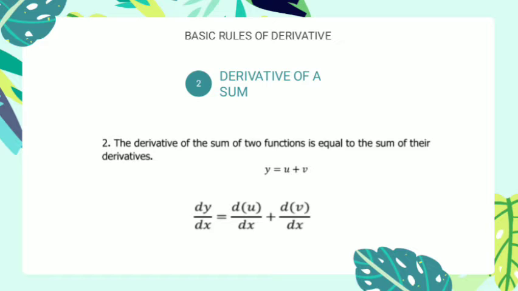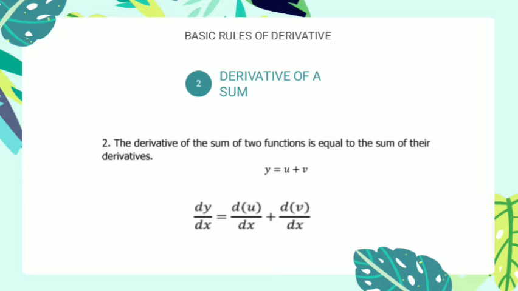The second rule of derivative is the derivative of a sum. The derivative of a sum of two functions is equal to the sum of their derivatives. So let us assume that u and v are functions. y is equal to u plus v, and dy over dx is equal to du over dx plus dv over dx.